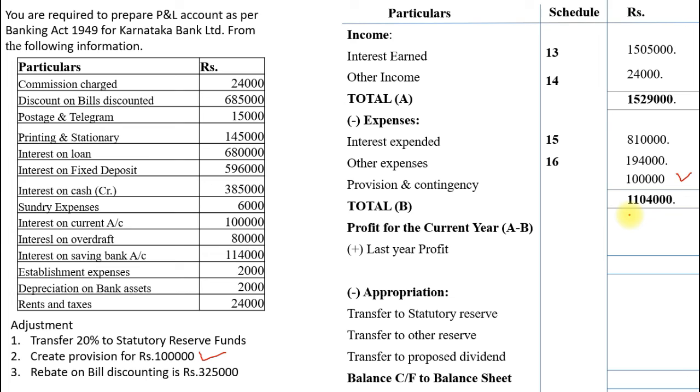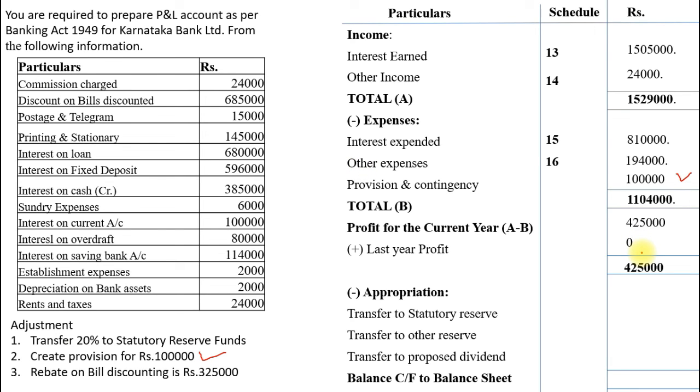That's the total of expenses. We already have income. We got our expense. We will subtract it now. 15 lakh 29,000 minus 11 lakh 4,000, and we will get a profit of 4 lakh 25,000 rupees for the current year. Now, last year the profit is not mentioned anywhere, so it is zero. So the same amount comes down. So that's my total profit.